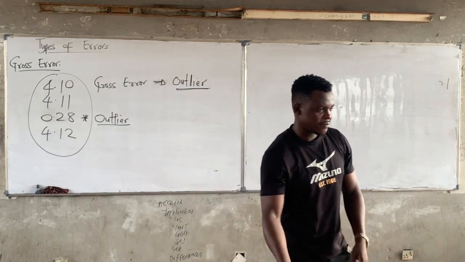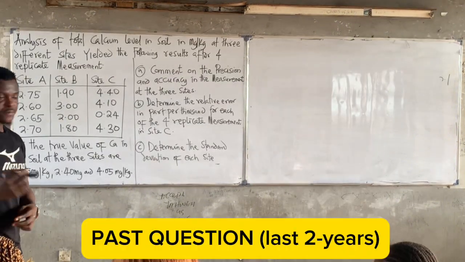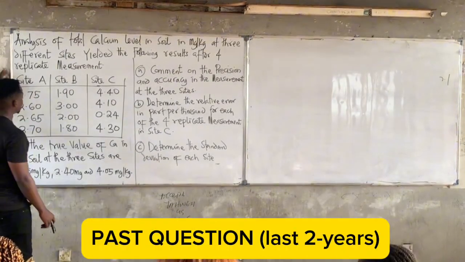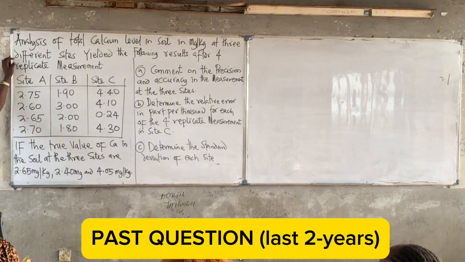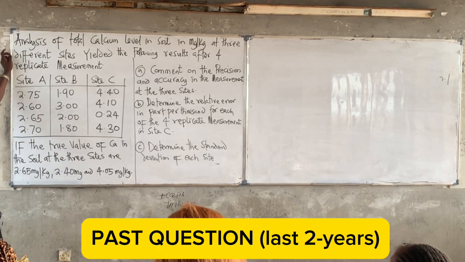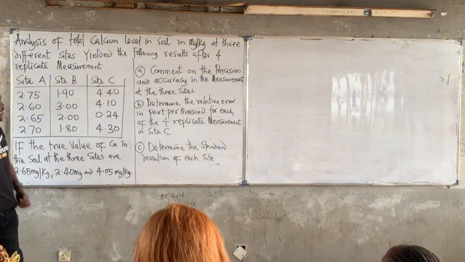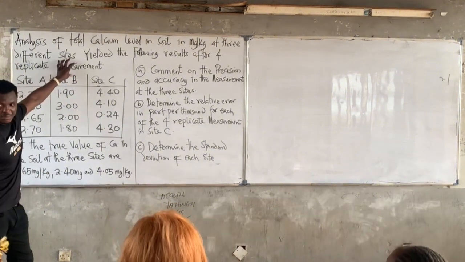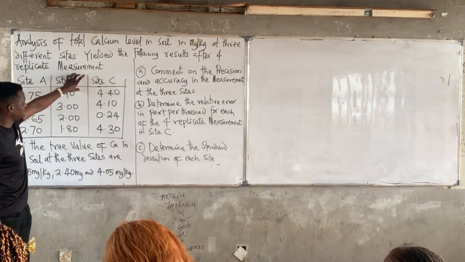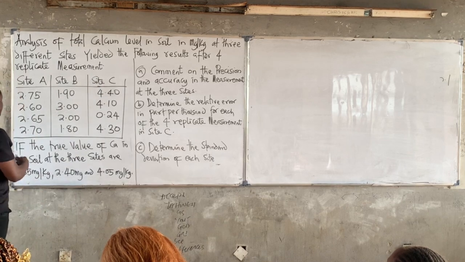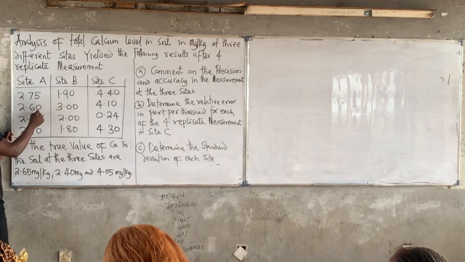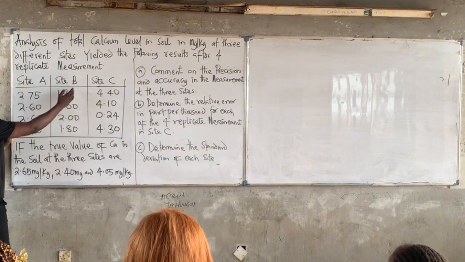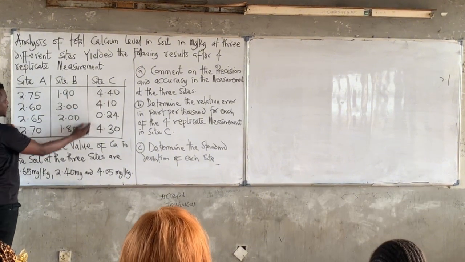Alright. So there's a question I would like to solve from the past question. Please open it for me. They said this is from your past question two years ago. Analysis of total calcium level in soil in milligrams per kilogram at 3 different sites yielded the following results after 4 repeated measurements. We have site A, site B, and site C. For site A, we have these 4 values. These are the values for site B. These are the values for site C.